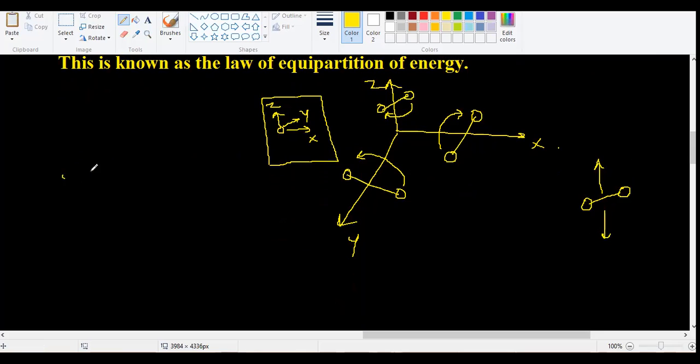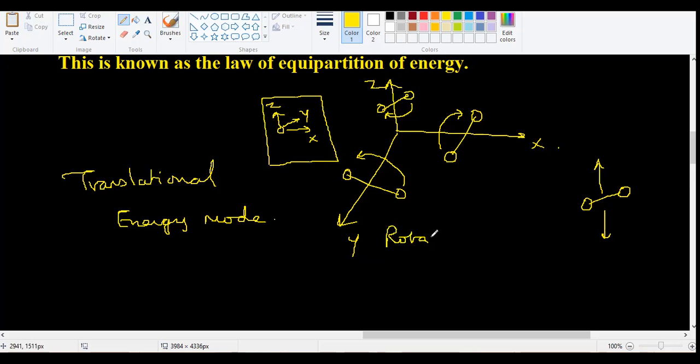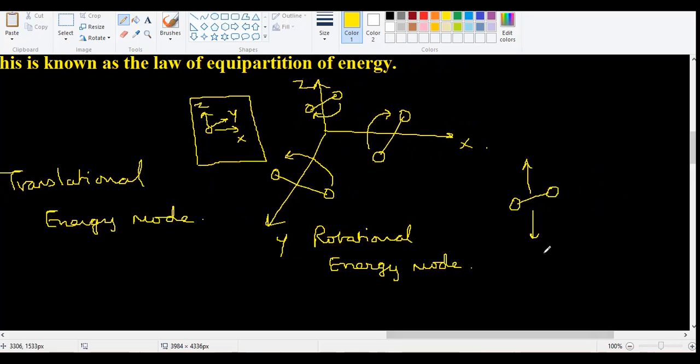So take it down properly. Translational energy mode. This is rotational mode. This is vibrational energy.